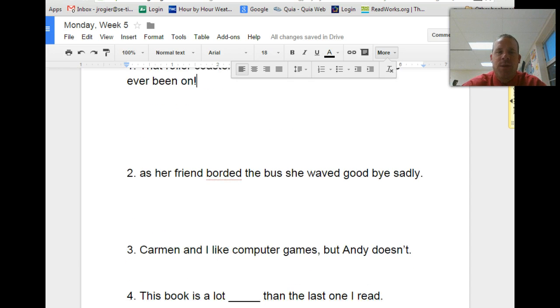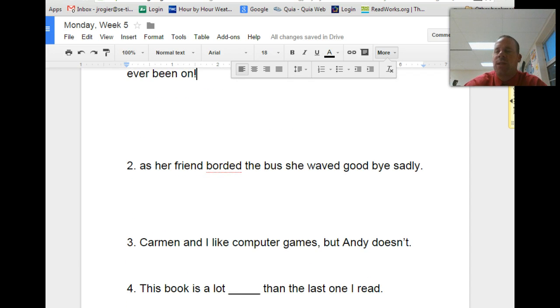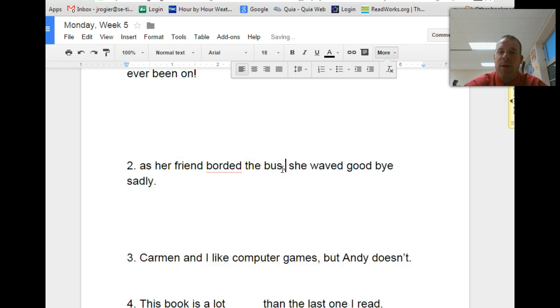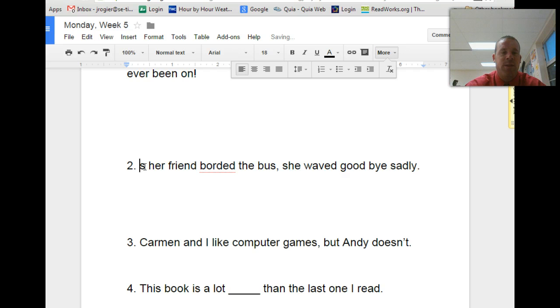Number 2, as her friend boarded the bus, she waved goodbye sadly. Just as we've been working on with dependent clauses and independent clauses, we have as her friend boarded the bus. Right there's a dependent clause. So, comma, she waved goodbye sadly. So we have our dependent, as she boarded the bus, and our independent, she waved goodbye sadly. That would also be a complex sentence.